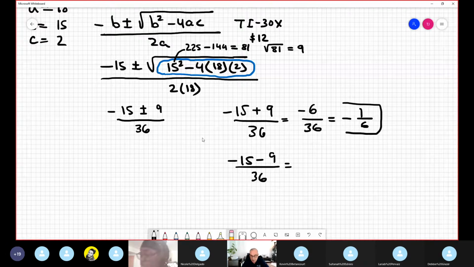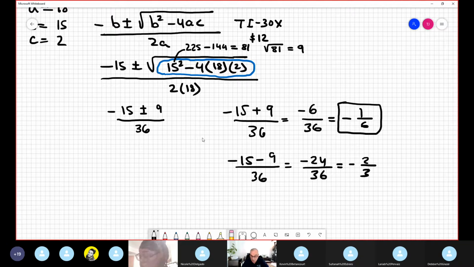This is my first solution. And my second solution, well, this is negative 15 minus 9, addition, negative 24 over 36. When you reduce to lowest terms, you can divide by 12. This is negative 2/3.